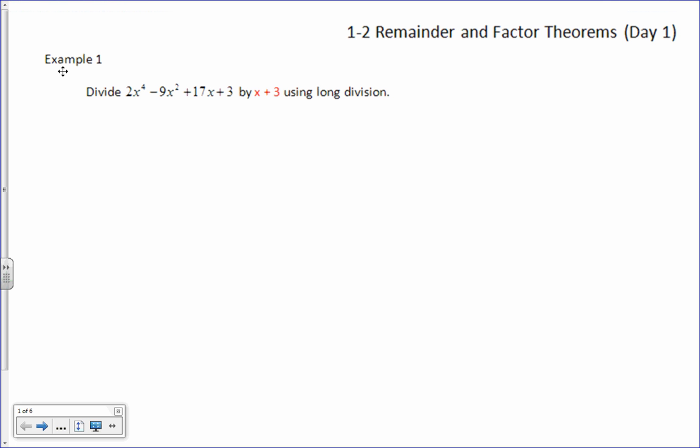So we're looking at remainder and factor theorems. This is day 1. I believe there are 3 days because I've decided to split them up. What we're going to look at today is if we have some kind of polynomial and I would like to divide it by, we're just going to look at dividing by a binomial today, meaning it has 2 terms. So this one here we're going to try and divide 2x to the 4th minus 9x squared plus 17x plus 3, and we're going to try and divide it by x plus 3. And today we are going to use long division.